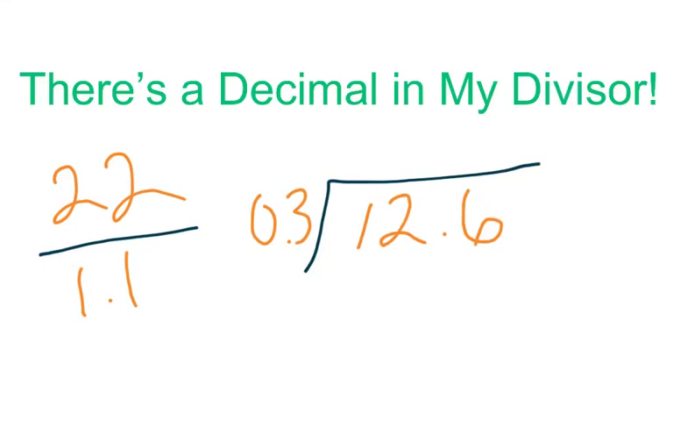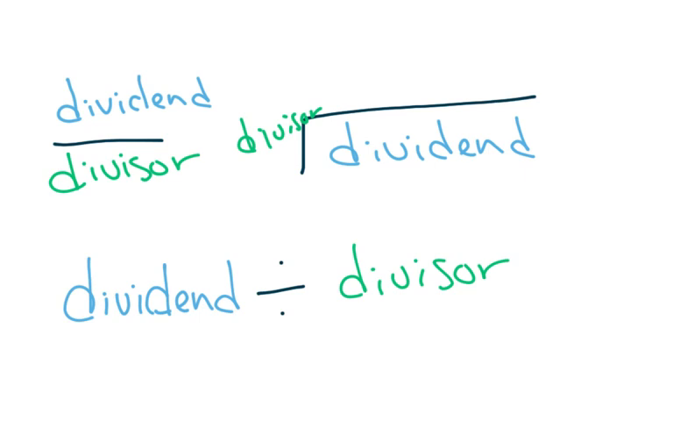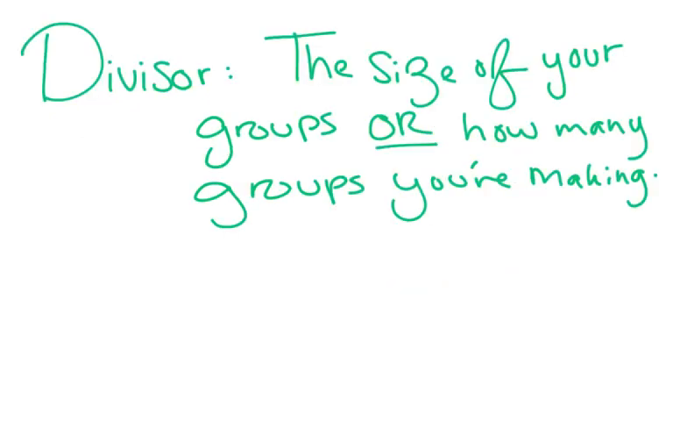Today we're going to talk about what you should do if you're dividing and you have a decimal in your divisor. Now, quick refresher on vocab. Your divisor, if you're looking in fraction form, is your denominator. It's the number outside your division house. It's the second number in your division sentence. A divisor represents the size of your groups or how many groups you're making.